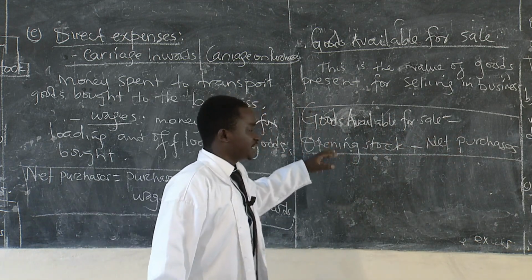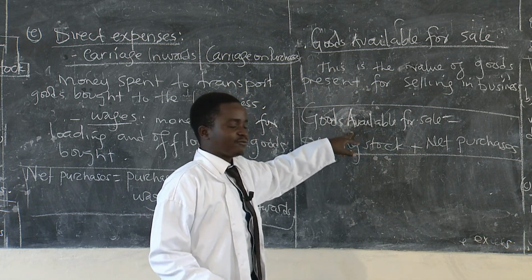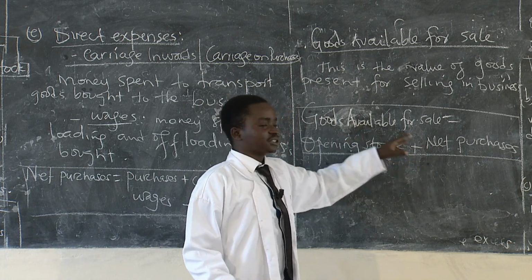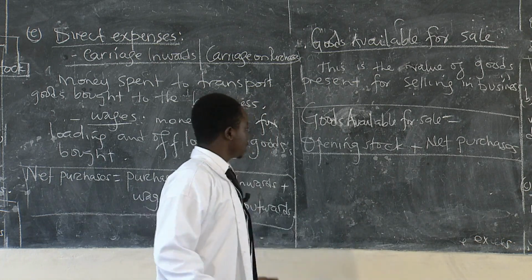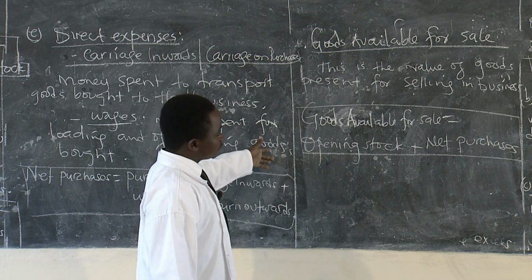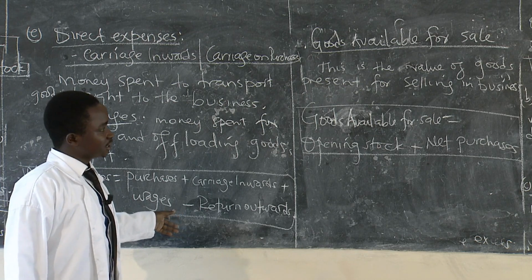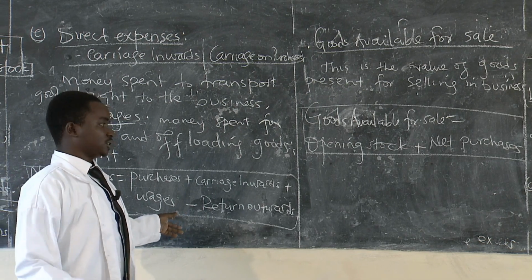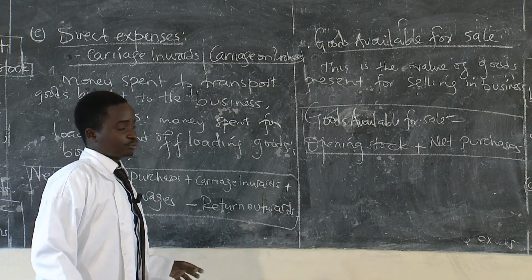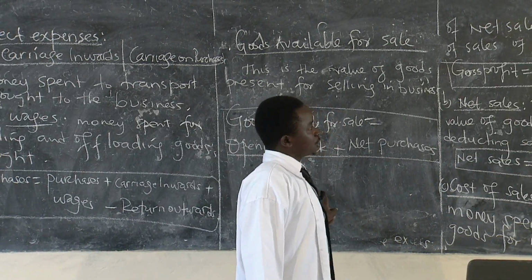Maybe you have started the trading period with 20 kilograms. That is opening stock, but they are not enough. You go and buy more, maybe 50. So the total goods available for sale will be 70. Then you start selling. From here, we have these different formulas which are very important, which you must note, because when it comes to the trading account, we shall put these formulas there.